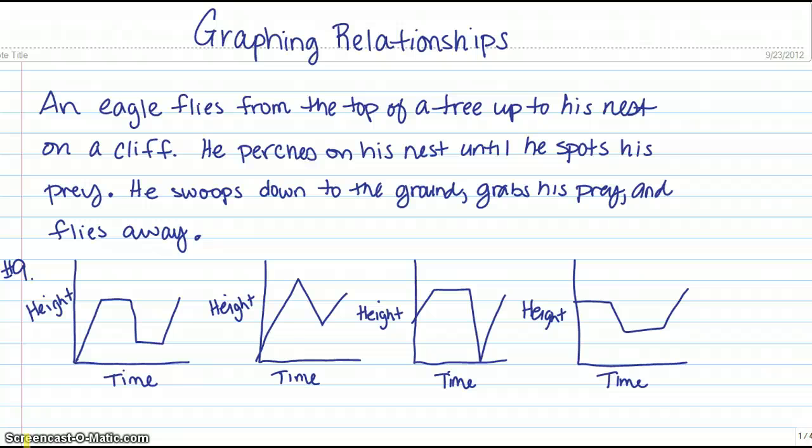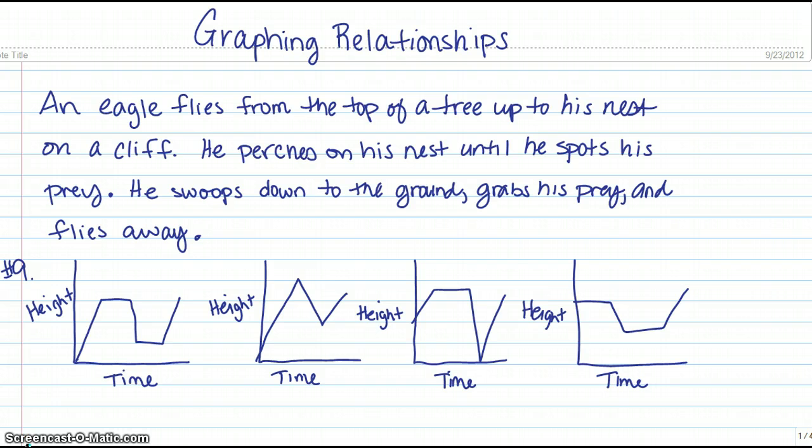Alright, today we're going to be discussing graphing relationships. We want to take a look at this situation and then try to match it to a graph down below. So an eagle flies from the top of a tree up to his nest on a cliff, and he perches on his nest until he spots his prey. He swoops down to the ground, grabs his prey, and flies away.